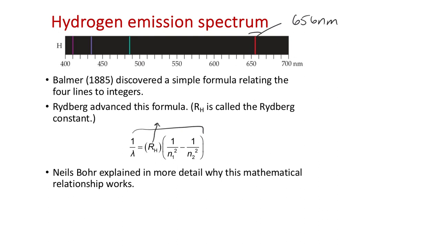And the Rydberg constant for hydrogen, this is like a given value. So you would have this on a test if you need this. It's 1.097 times 10 to the 7 inverse meters. And so even the equation's given.